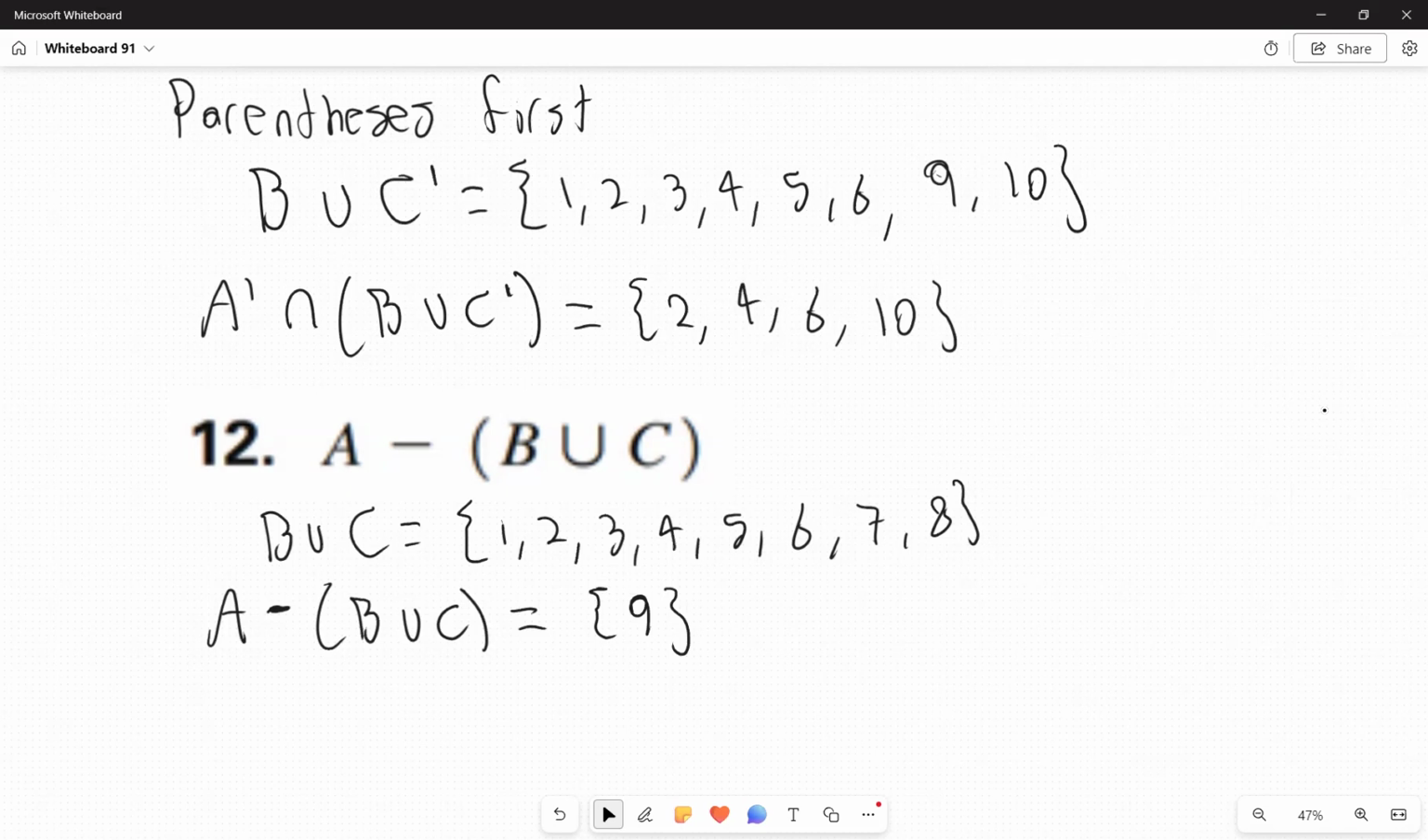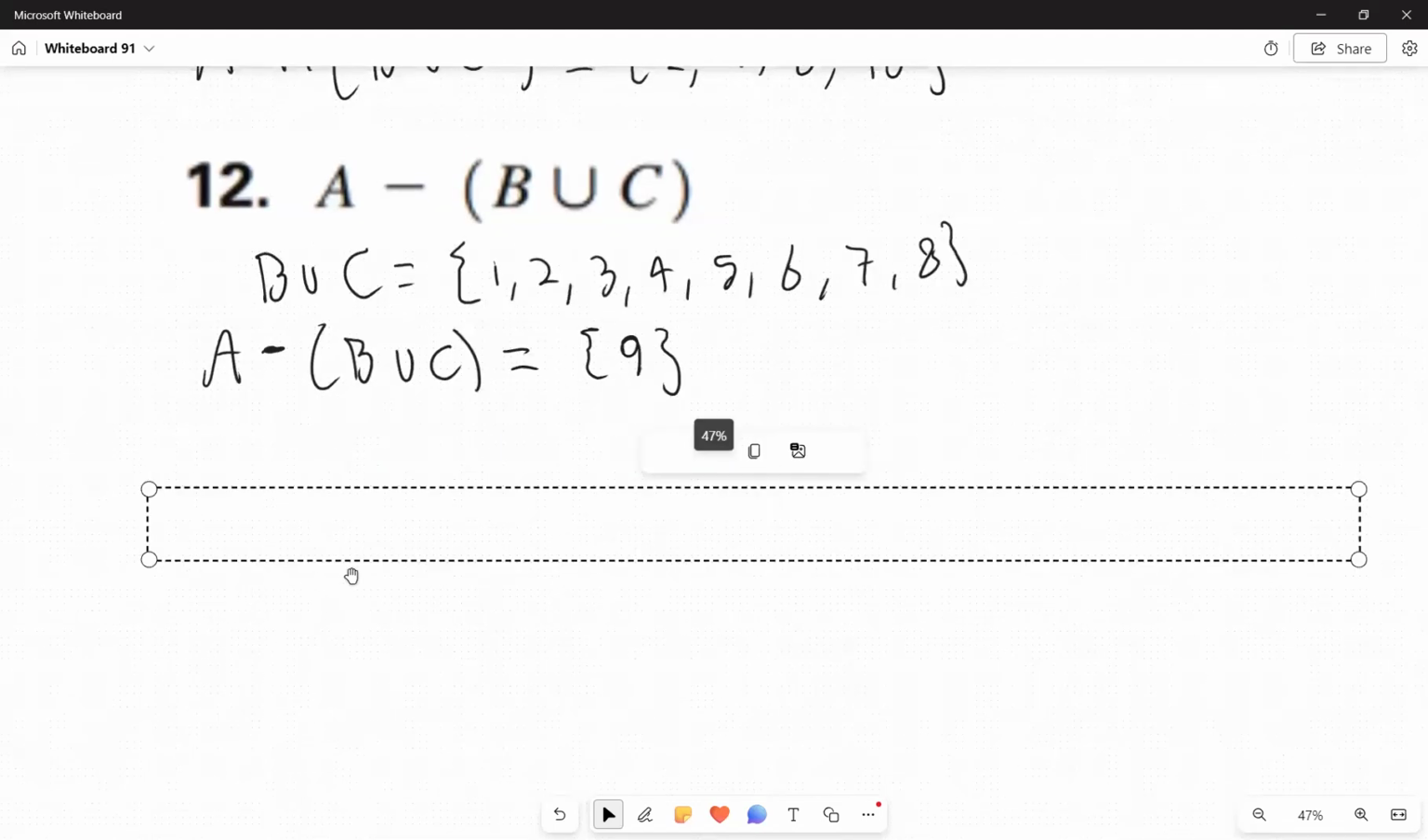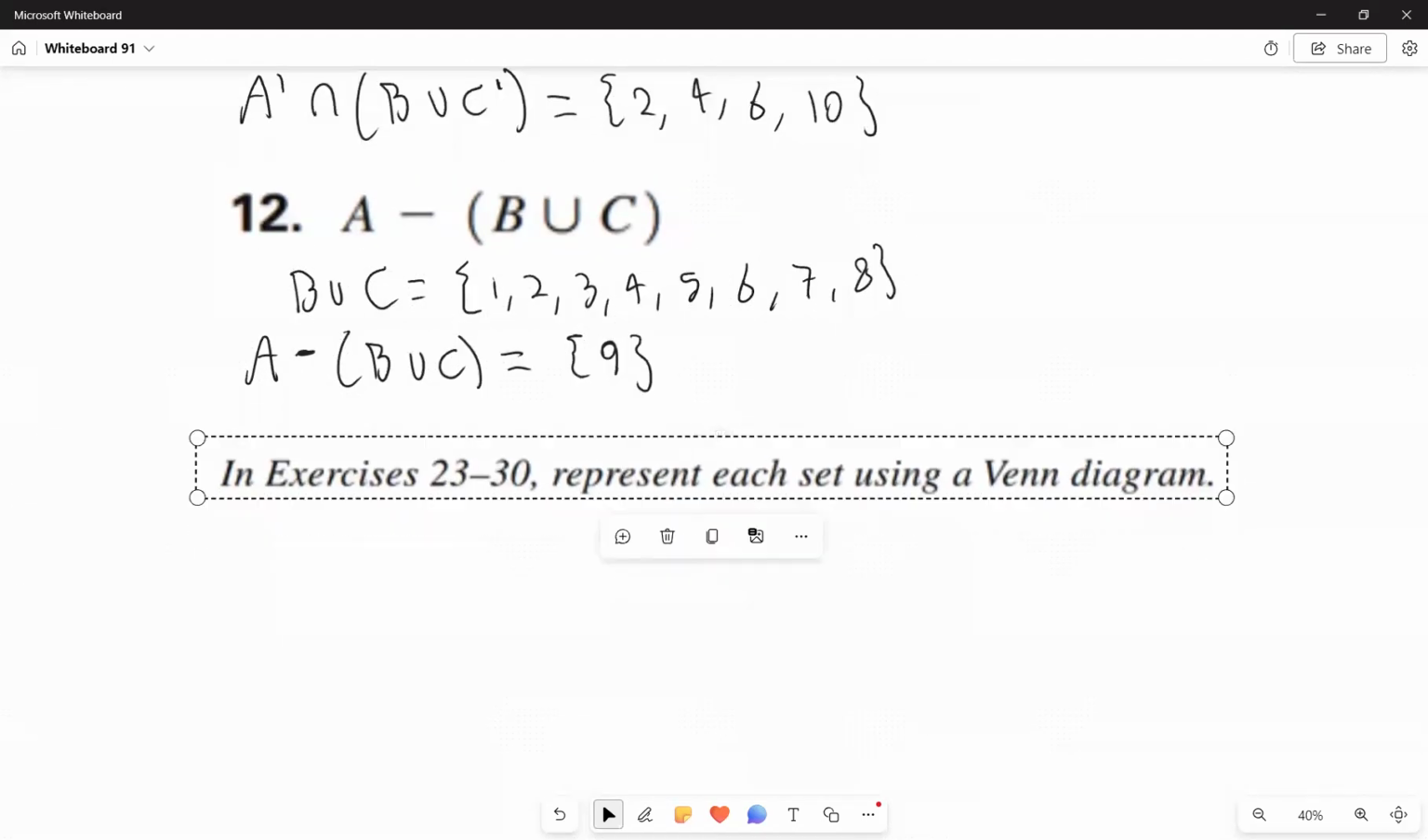So that's one example. The next ones are examples with Venn diagrams. We're going to do number 26. We are going to represent the set using a Venn diagram. It's on the same page, page 68. So there's that, and we're doing number 26.